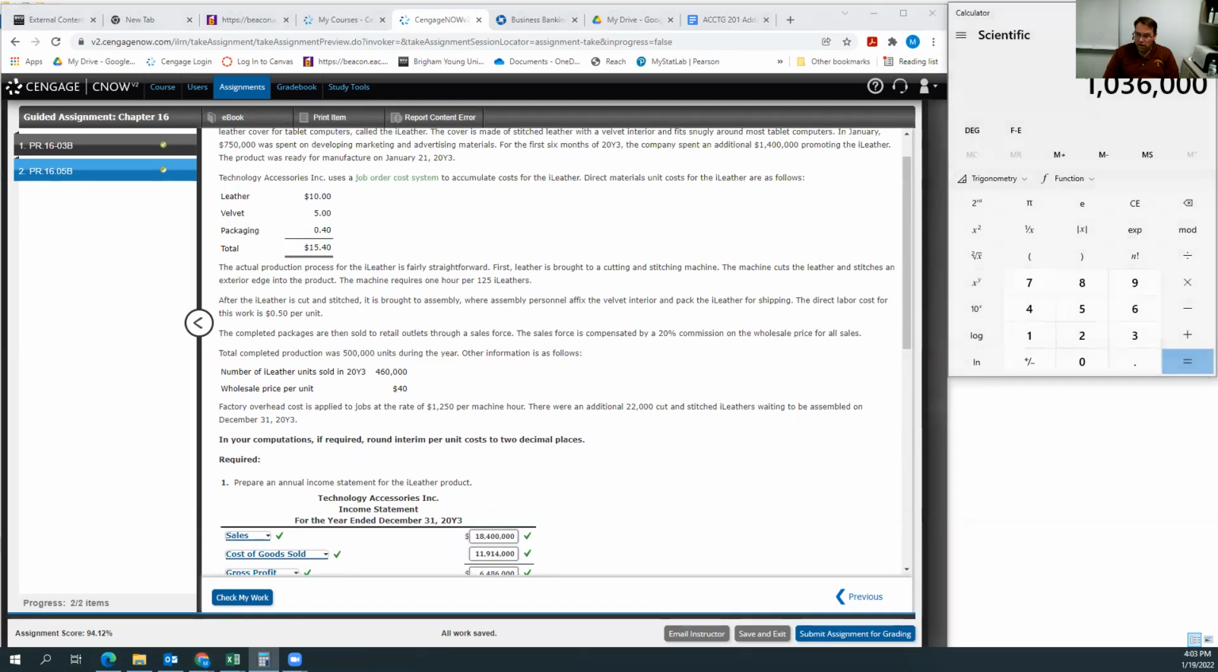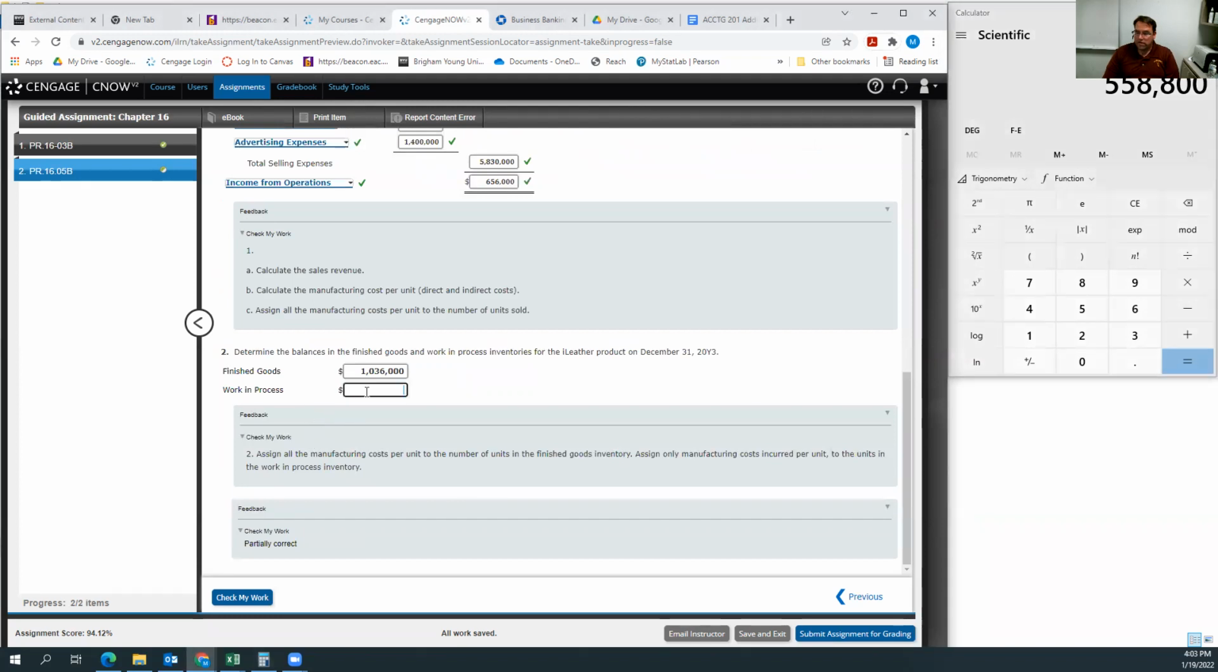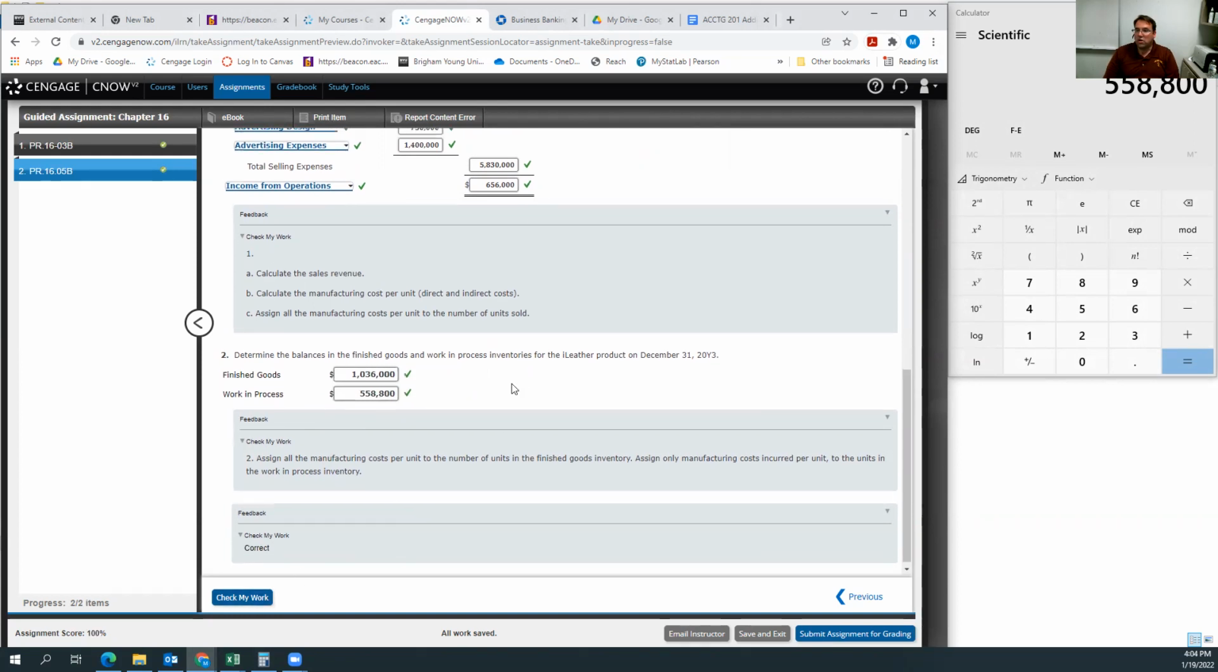So we're going to do $25.40 as the cost of those units that are waiting. So they're cut and stitched, but waiting to be assembled. We're going to multiply that times 22,000. And we'll get $558,800 for our work in process. Check our work and we're all good.